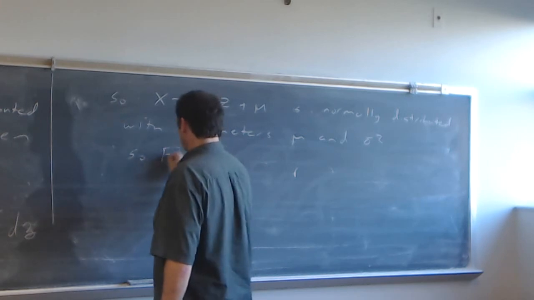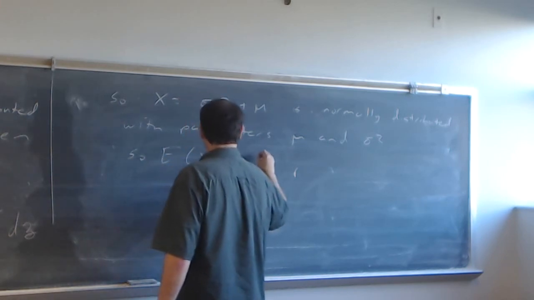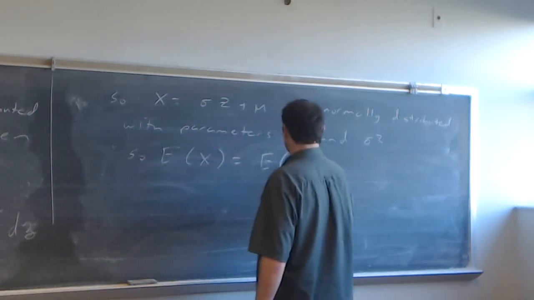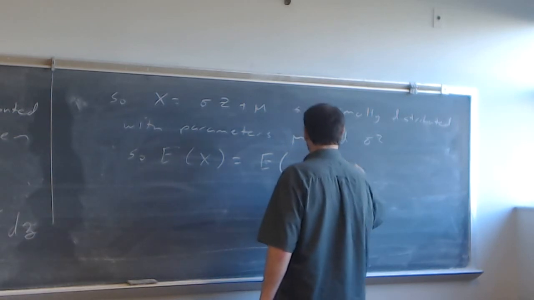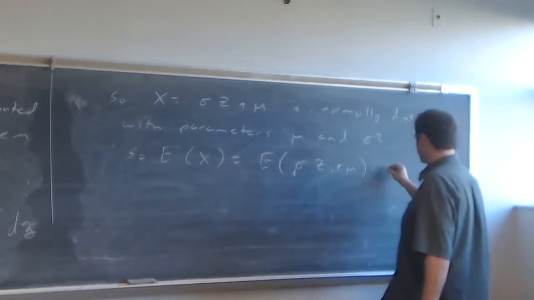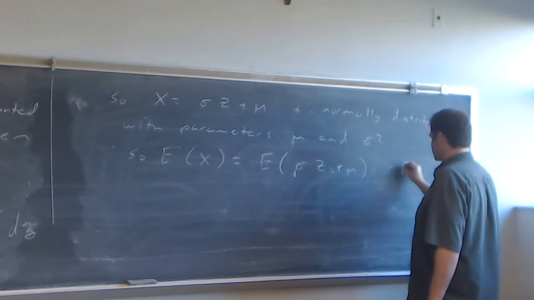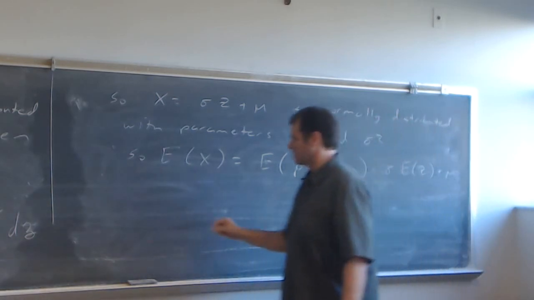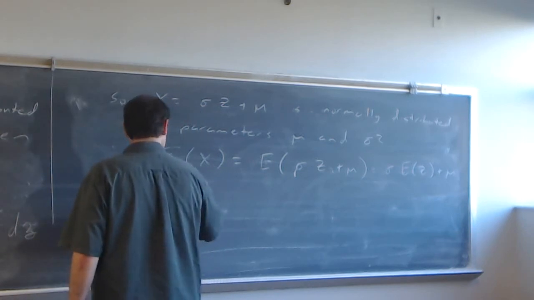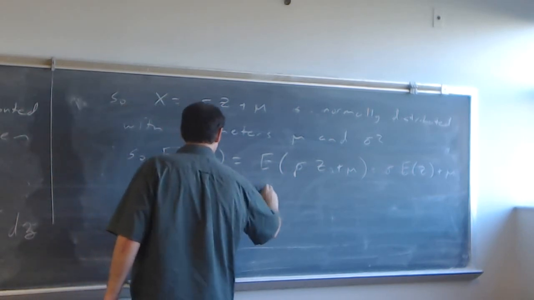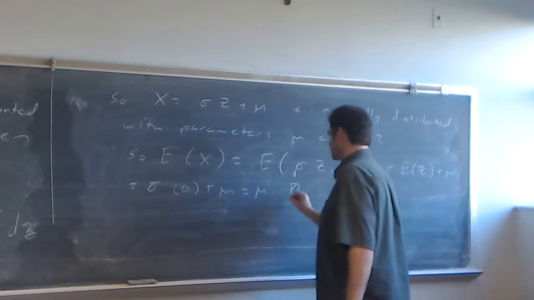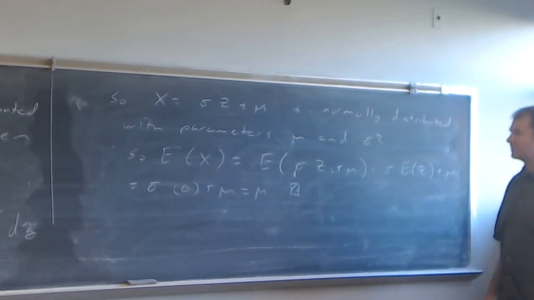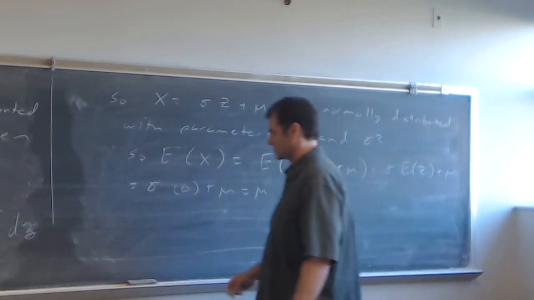So the expected value of x is nothing more than the expected value of sigma times z plus mu, which we know to be equal to sigma times the expected value of z plus mu. But I just found the expected value of z was 0. So this is sigma times 0 plus mu, so that's just mu. And so that proves what I wanted to show. The expected value of the normal with parameters mu and sigma squared is mu.